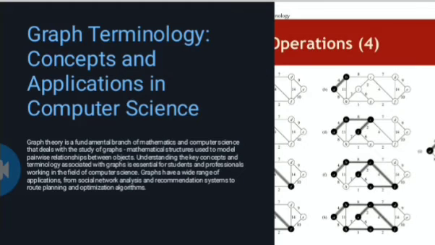Understanding the key concepts and terminology associated with graphs is essential for students and professionals working in the field of computer science. Graphs have a wide range of applications, from social network analysis and recommendation systems to route planning and optimization algorithms.